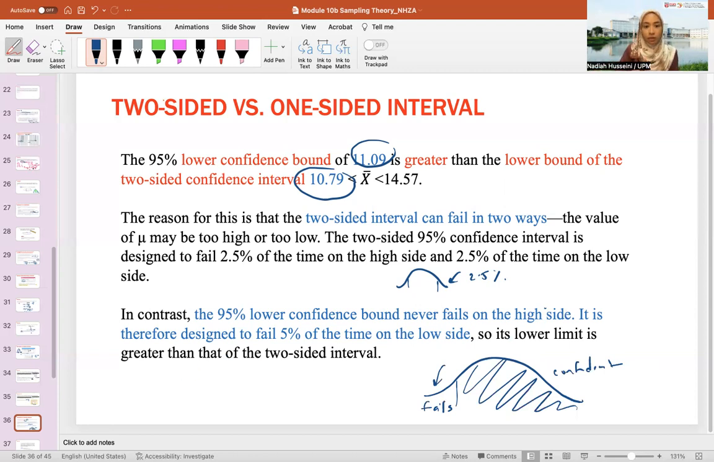So it's greater because you have more space to fail. You have 5%, right? So it's obviously greater than the 2.5%. So you have that allowance. So obviously it's going to be greater, or you don't have to become too specific in the low bound because you have that 5% of, I wouldn't say tolerance, let's just call it interval. You have that range to go between. So the 5% is greater than the 2.5%. Therefore, your lower bound is greater.